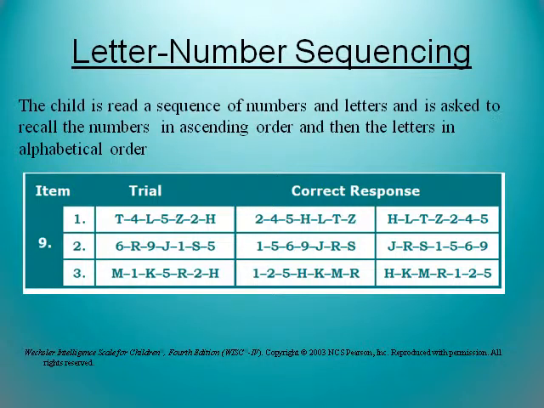The child is read a sequence of numbers and letters and asked to recall the numbers in ascending order and then the letters in alphabetical order. And we start with some more simple ones. Discontinue, they have 2 trials of each. If they get both trials, you can discontinue it.